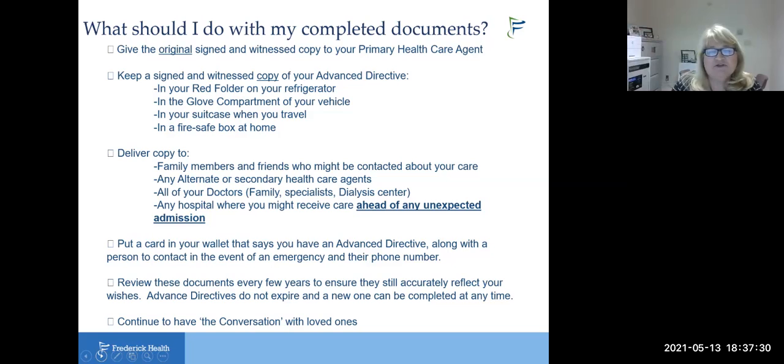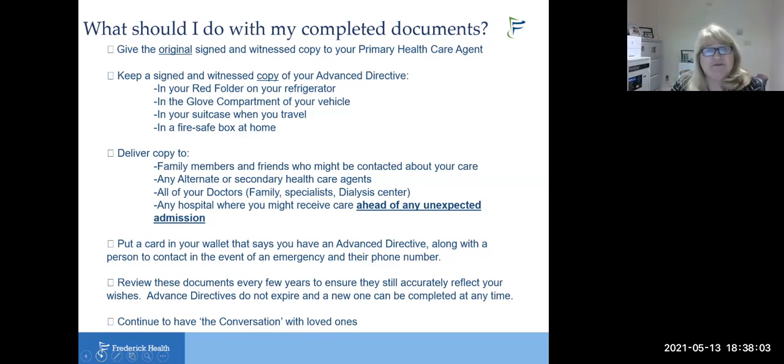We also suggest to make sure that your family members and friends have them, and any alternate or secondary healthcare agents. Most importantly, your hospital, your primary care provider, and any specialists that you may have, if you go to a cardiologist or a nephrologist, make sure that they have them as well. In our advance directive here at the hospital, we also have a little card that you can put in your wallet that says you have an advance directive, and it has the person to contact in the event that you have an emergency.